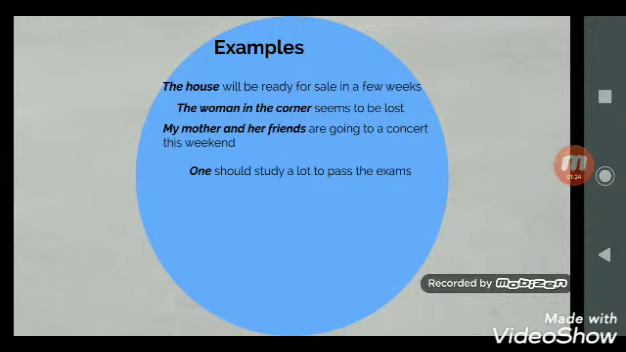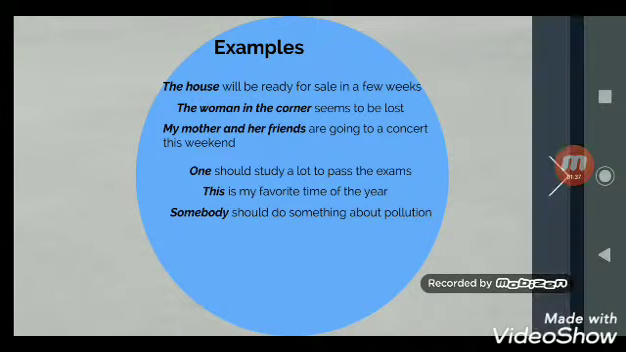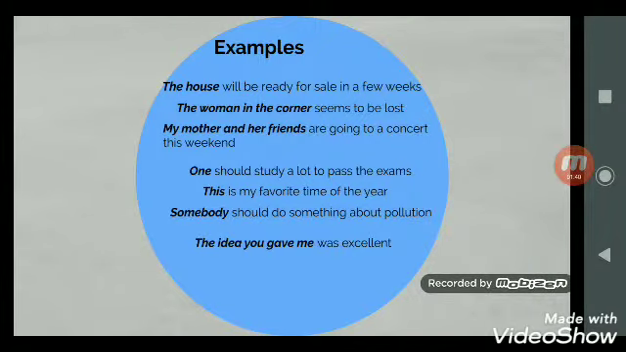One should study a lot to pass exams, generally speaking. This is my favorite time of the year. Not a true sentence for me, to be honest. Somebody should do something about pollution. In these three examples, the subject is a pronoun.